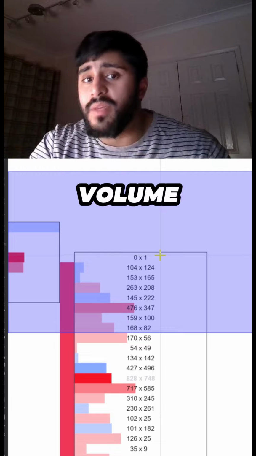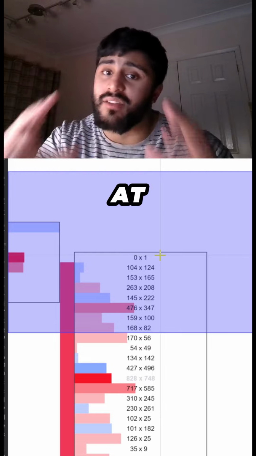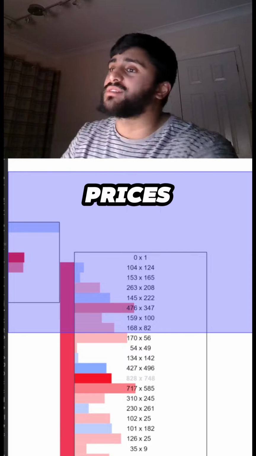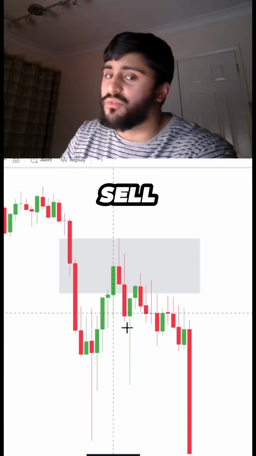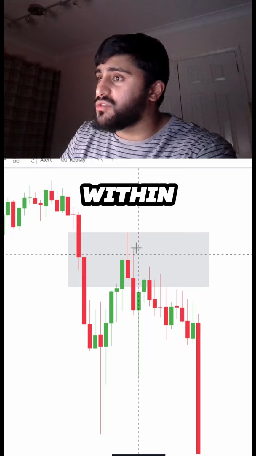And a low volume means that there's a lack of interest between both the buyers and the sellers at that fair value gap. And a lack of interest is what constitutes lower prices. So the reason we had such an aggressive sell-off over here was because buyers and sellers were not interested in any prices in this region, right?